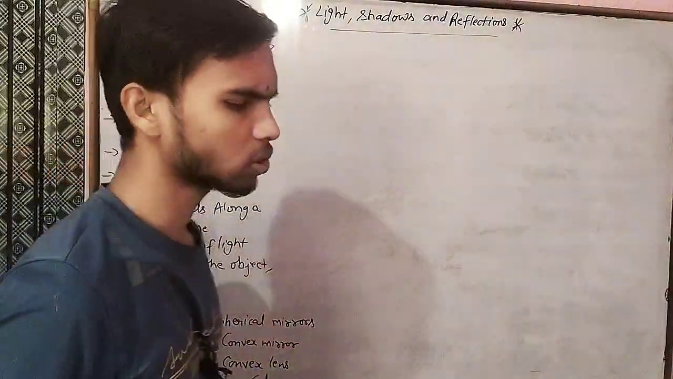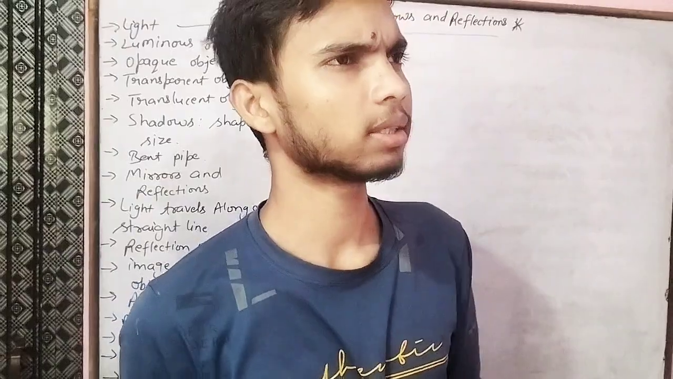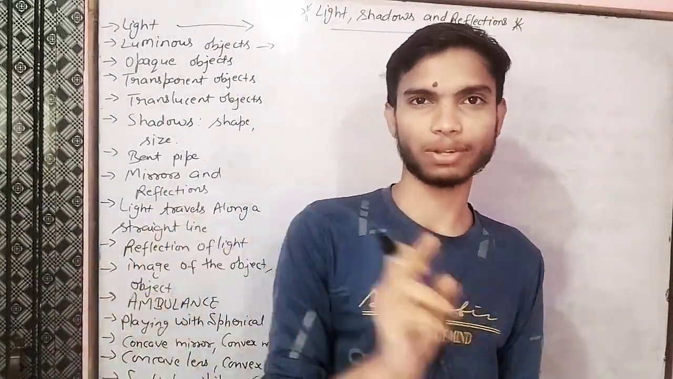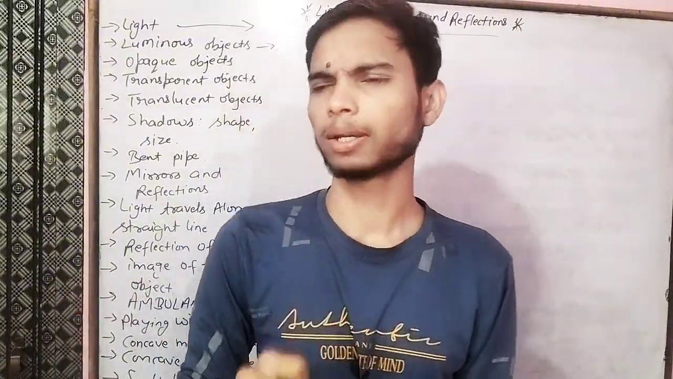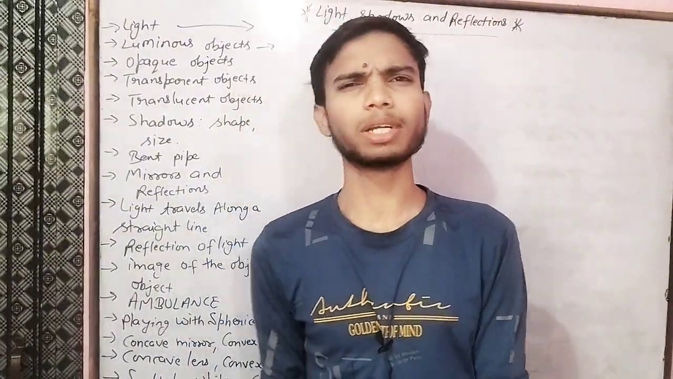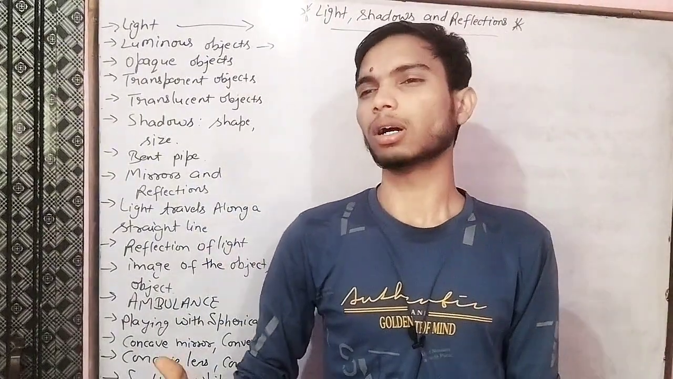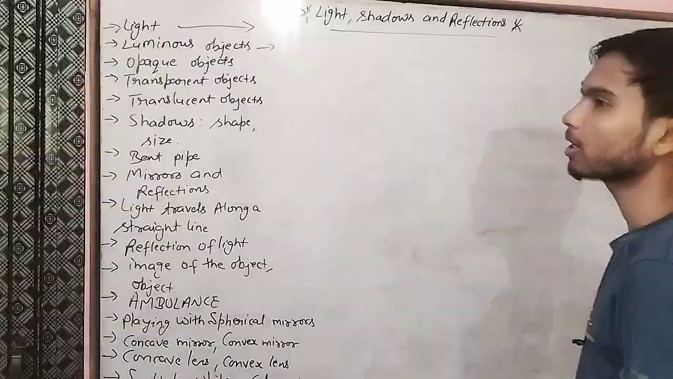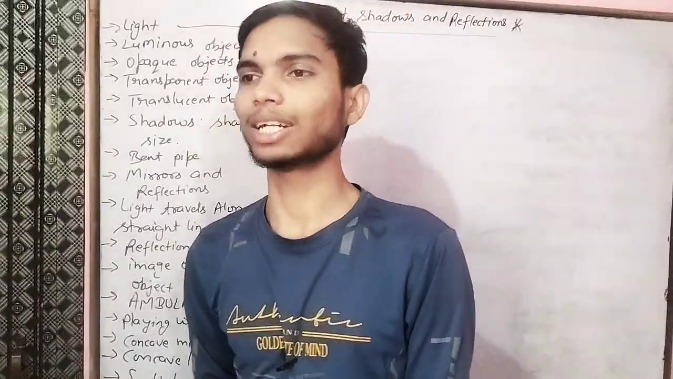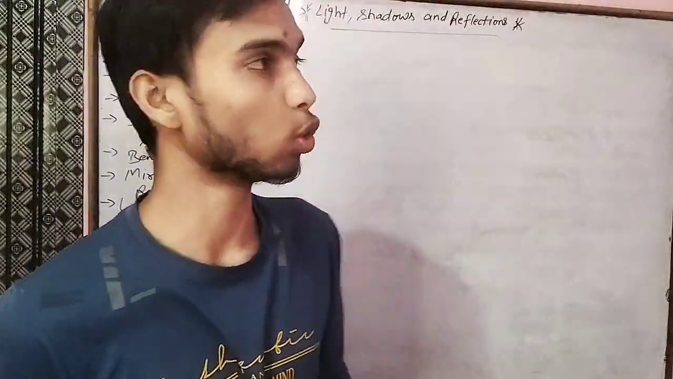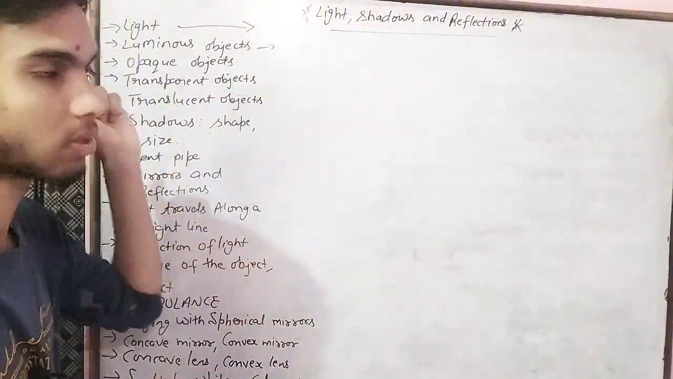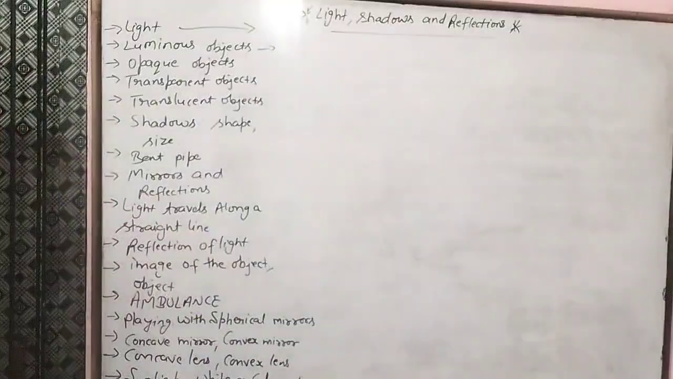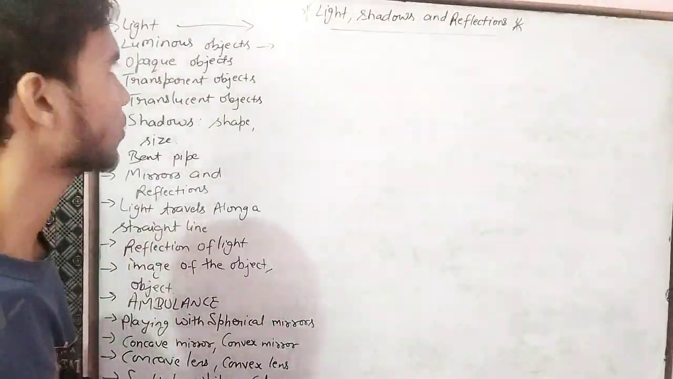Luminous objects. Before the discussion of luminous objects, we can see a little information about artificial light and natural light. Why do we need to know about artificial light and natural light? There will be a connection of artificial light and natural light with luminous objects in the next discussion. So, artificial light.